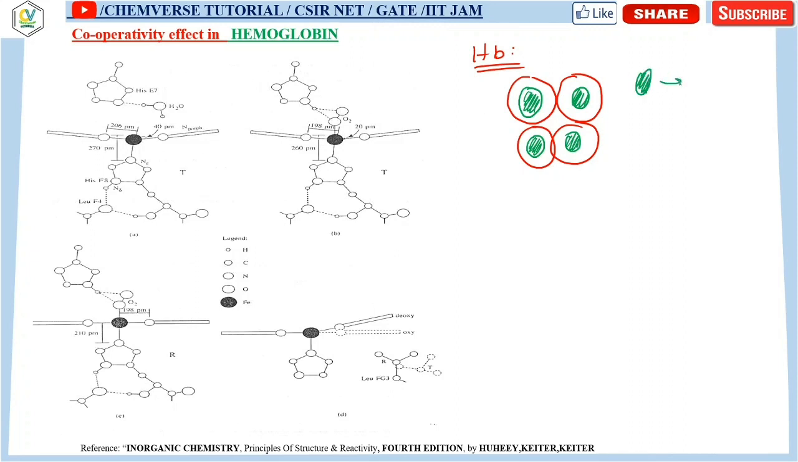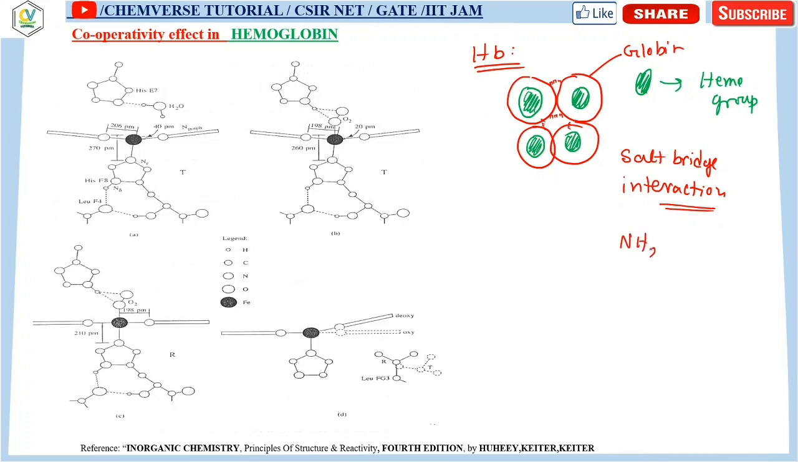So these green solid circles represent the heme group, and these red circles are nothing but the globin chain. So each of these are nothing but the myoglobin units, and between these myoglobin units there was an interaction which is called the salt bridge interaction. You can see salt bridge interaction between them. That is basically the interaction between the NH3 plus and CO2 minus. There will be this kind of electrostatic interaction which is called the salt bridge interaction.